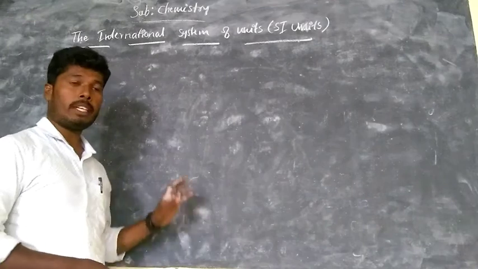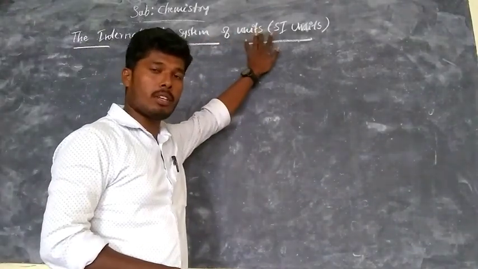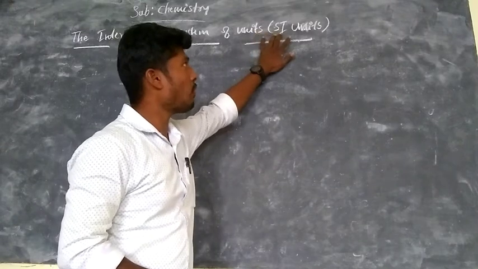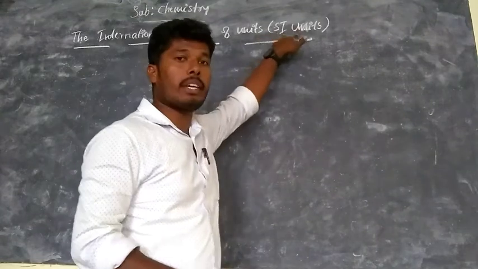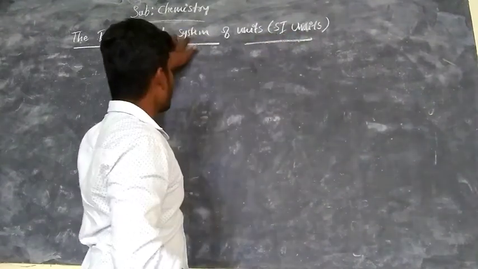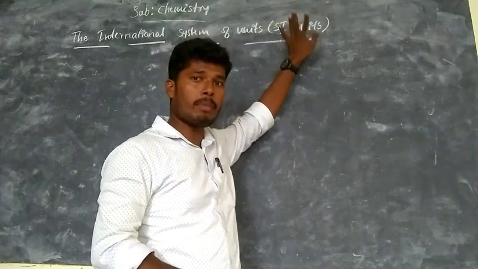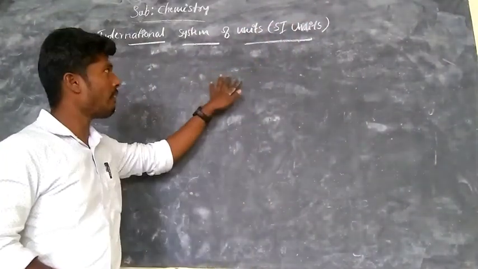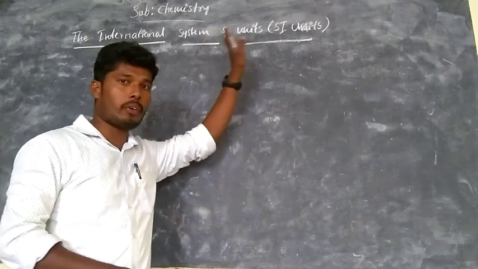The next concept is the International System of Units, simply called SI units. SI is nothing but the system of international units. That is called the SI system. There are basically 7 units to measure the quantity of a unit.